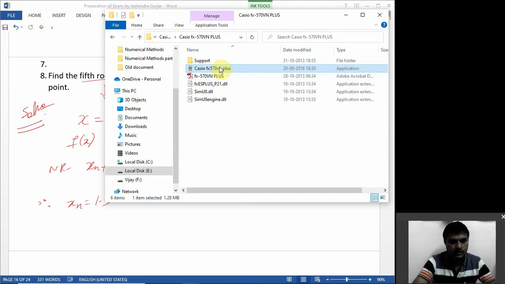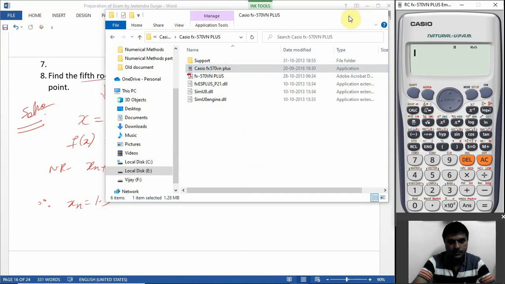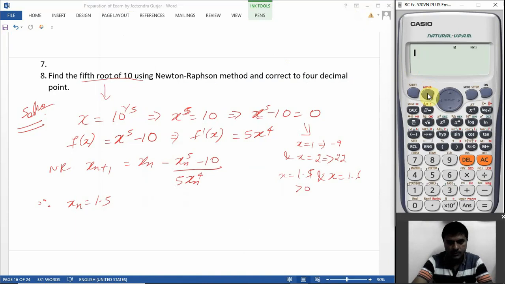So the root lies near 1.5, and you can directly take this to 4 decimal places. They have clearly mentioned it should be 4 decimal places. So you can take x1. From the calculator on the right hand side, x1 I am getting 1.5950. Am I right?